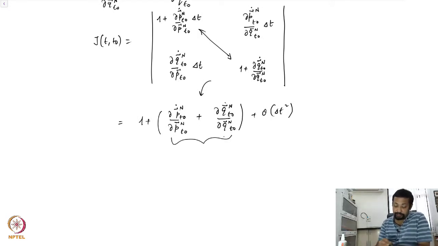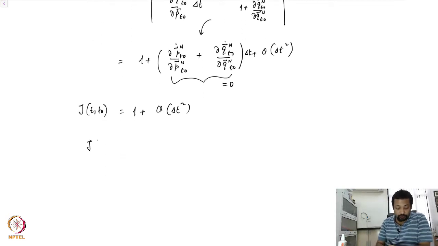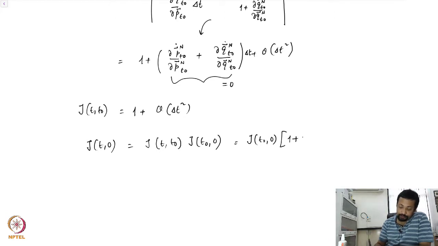But we did this. This is equal to 0. So therefore, J of T comma T0 is 1 plus order delta T square. There is no delta T term that survives in this equation. So one can therefore write down J of T comma 0, the Jacobian from time 0 to time T, as J(T, T0) J(T0, 0), right? So this becomes J(T0, 0) times 1 plus order delta T square.